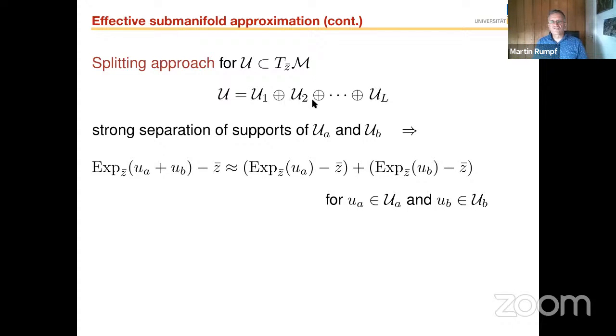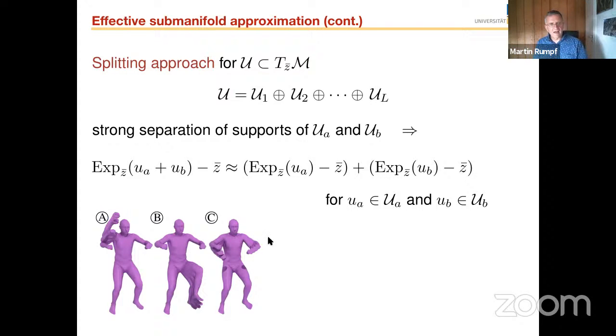And because of this disjoint nature, if we have a UA and a UB from a disjoint subset here, then the exponential map can now indeed be nicely approximated by first computing the exponentials in the direction and then just summing the L and theta components. And for sure, this is always done relative to the mean position.